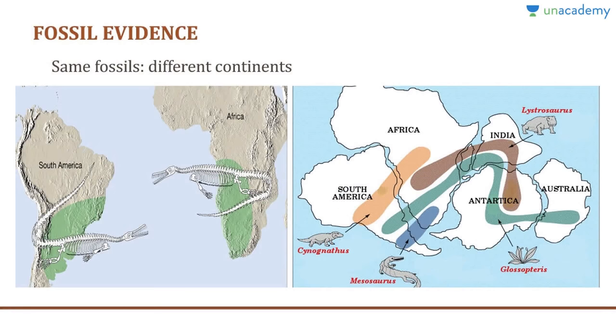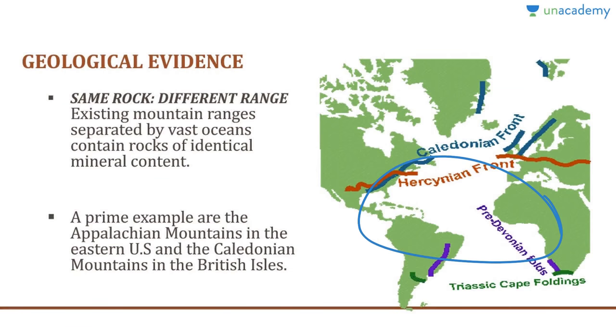Now, as far as the fossil evidence is concerned, he mentioned that same fossils were found in different continents. For example, the fossils of mesosaurus were found in the southern part of South America and in Africa. The fossil of Glossopteris was found in South America, Africa, India, Antarctica, and Australia. So he concluded that since the same fossil is found on different continents, all these continents were once combined. That is the reason same fossils are found in different continents.